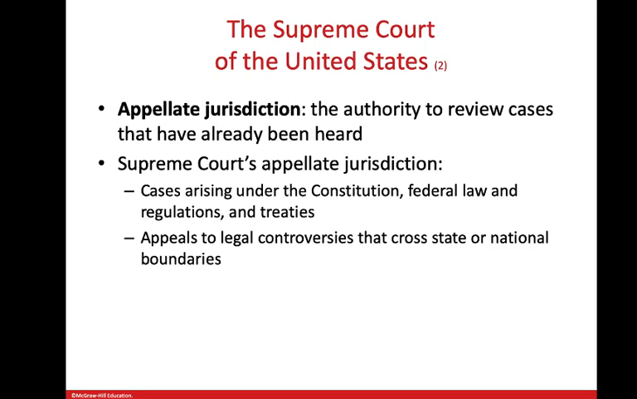Appellate jurisdiction is the authority to review cases that have already been heard. The Supreme Court's appellate jurisdiction covers cases arising under the Constitution, federal law and regulations, and treaties. It applies to legal controversies that cross state or national boundaries.